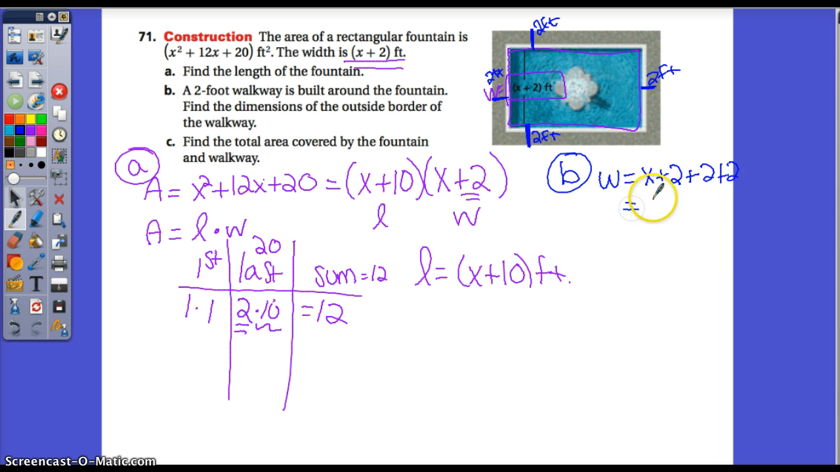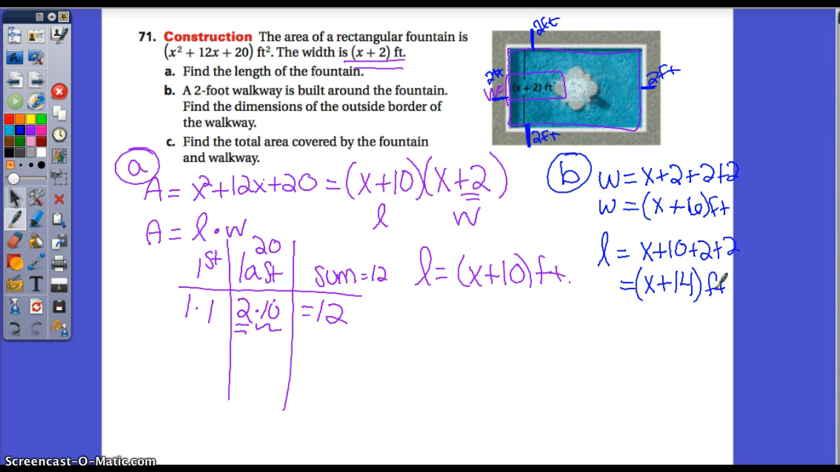So our new width is x plus 2 plus 2 plus 2. It's going to be x plus 6. And our new length, we had our old length, which we just found, to be x plus 10. But again, we added on 2 on the left, plus 2 on the right. So we get x plus 14. So our new dimensions are a width of x plus 6 feet and a length of x plus 14 feet.